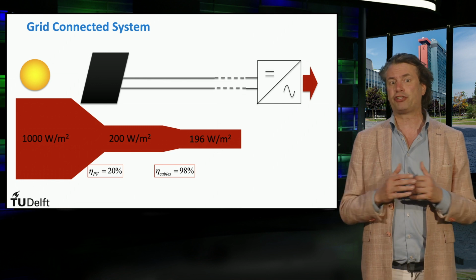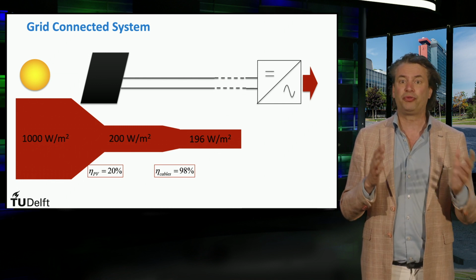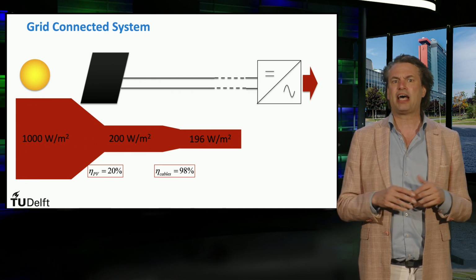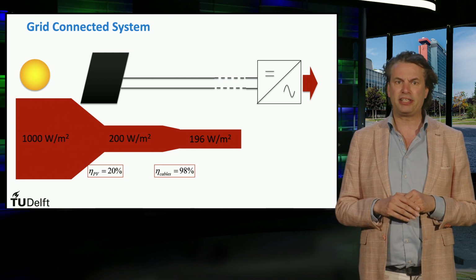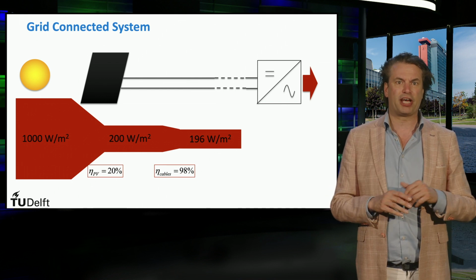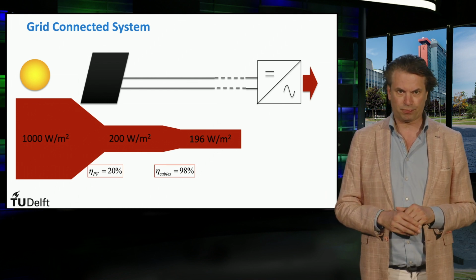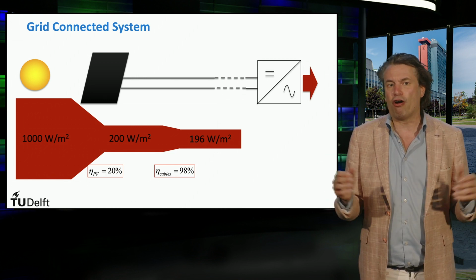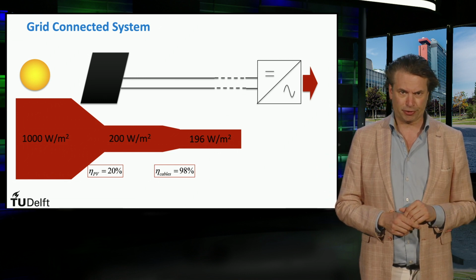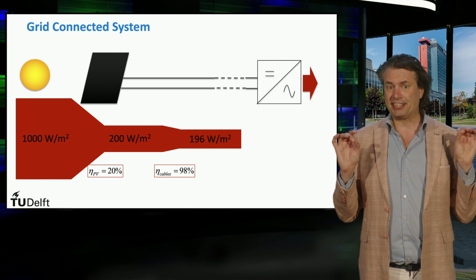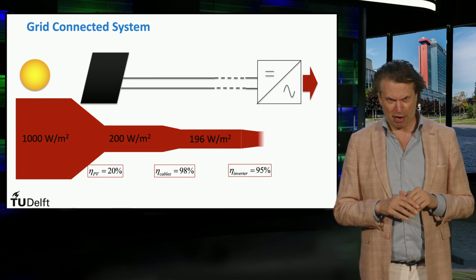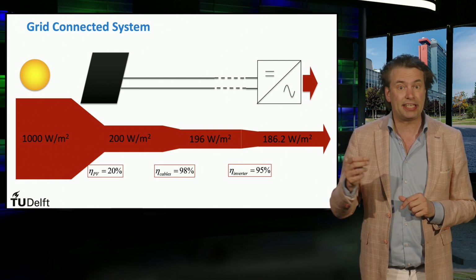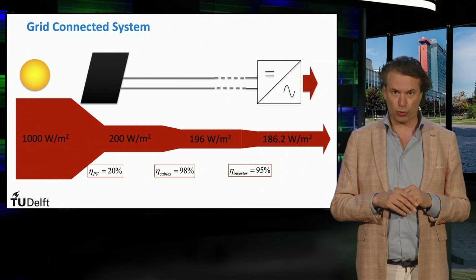However, usually the efficiency of the inverter is dependent on the power at which it operates. It's seen from practice that inverters typically reach their rated efficiencies at around 50% of the rated operating power. For the sake of simplicity, we shall assume an average efficiency of 95% for the inverter. Thus the AC power per area present in the system is 95% of 196, which is 186.2 watts per square meter.